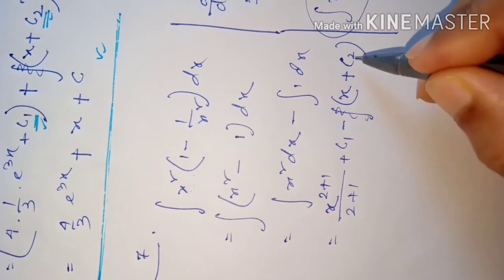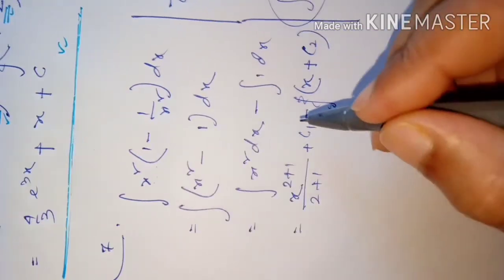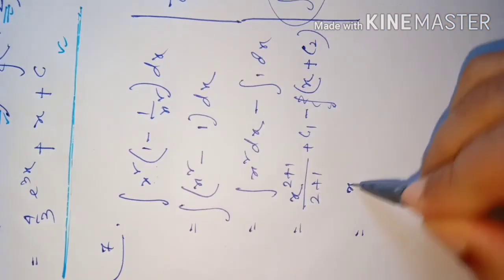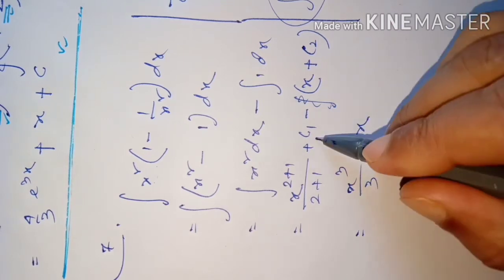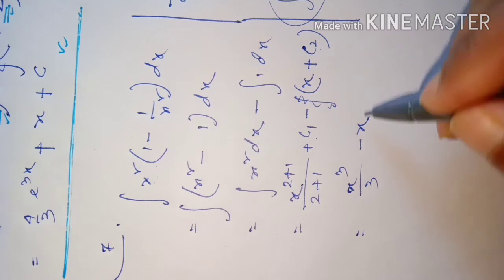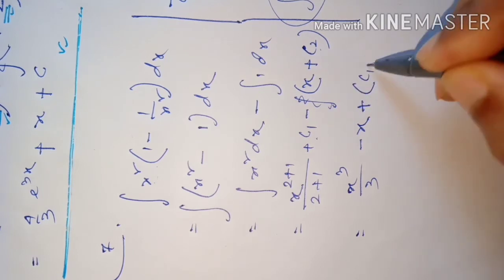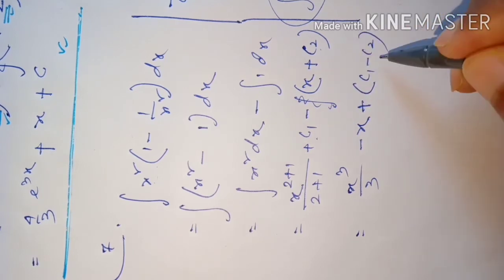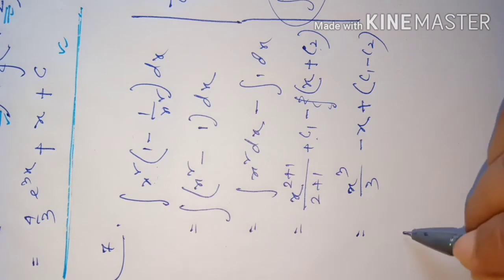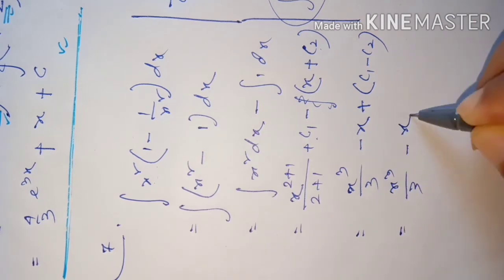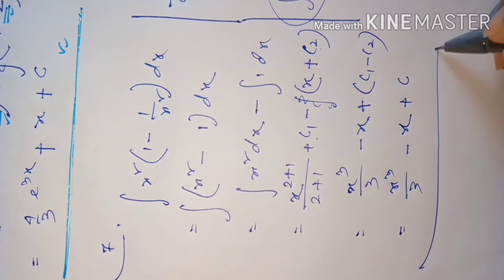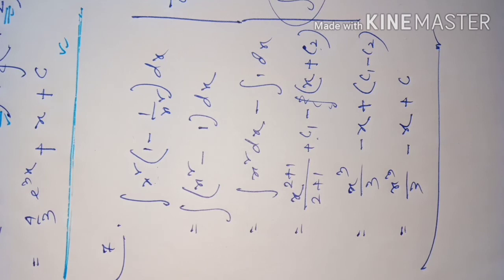Let's use a bracket here because there is a minus sign. So it will be x cube by 3, minus x, plus c1 minus c2. Constant 1 minus constant 2 will be a new constant, so c. So it will be x cube by 3 minus x plus a new constant c. This is our answer. Okay dear students, let's go to another question.